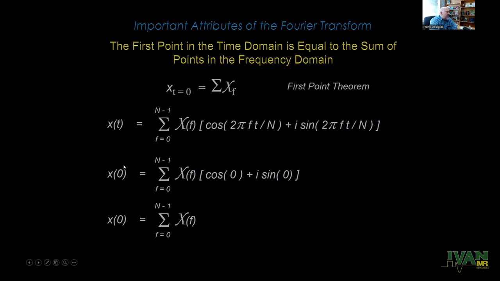So for the first point in the time domain, that corresponds to putting a zero here and here. So in practice, it's the data that we're trying to transform times the cosine of zero, which is one. So basically, the first point in the time domain is the sum of all the points in the frequency domain. And so changing the height of the first point in the time domain is equivalent to adding or subtracting a constant in the corresponding data.